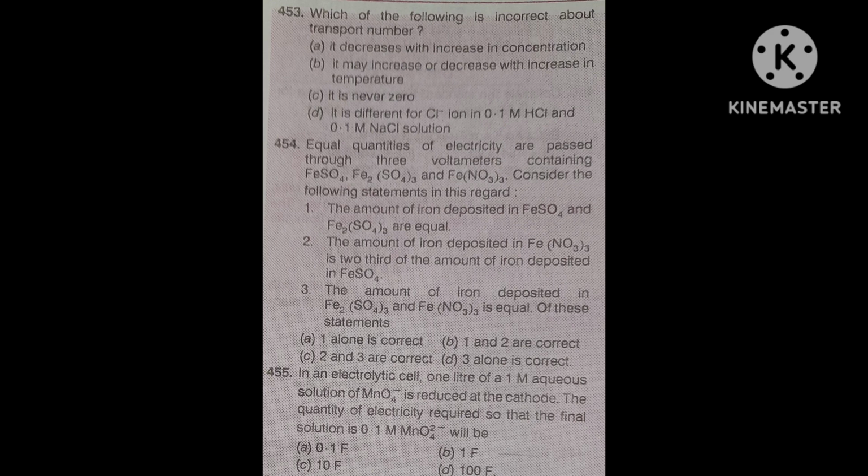Fe(NO3)3 means you are talking about Fe3+. NO3 is telling about Fe3+. Fe is in plus 3 state. Correct? And in FeSO4, SO4 is 2 minus. It means Fe is 2+. Hence, you will just consider the equivalent mass. Then you will find the second equation is right.